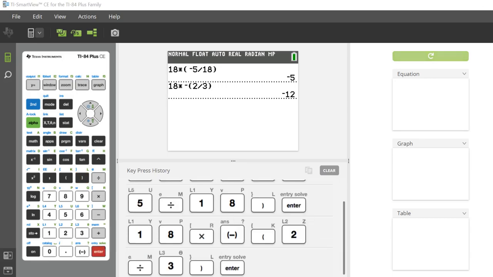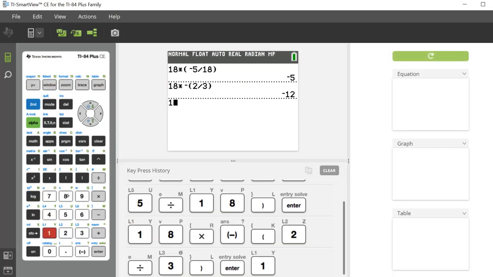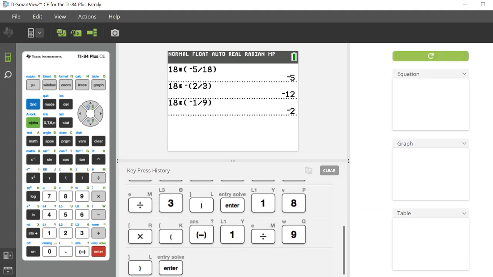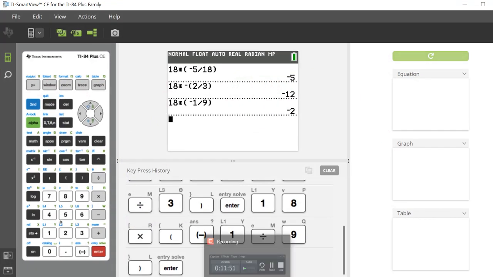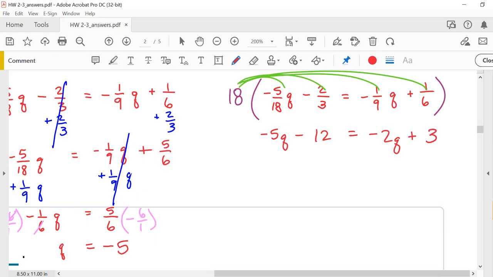I get negative 12. So negative 5q minus 12 equals 18 times negative 1/9 q. 18 times negative 1/9, I get negative 2q. And 18 times 1/6, I get 3. So negative 2q plus 3. So now I have an equivalent equation that has no fractions.